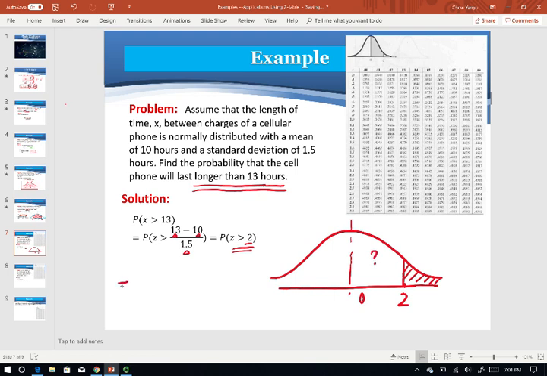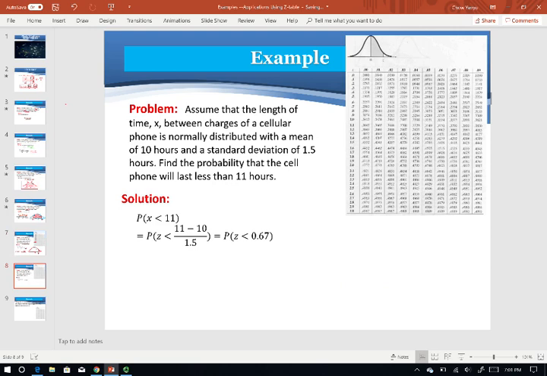So the probability will equal 0.5 minus the table value according to the z-score 2. So 2 will be 2.00. So this is the probability. So the table value is 0.4772, and you can calculate the result.